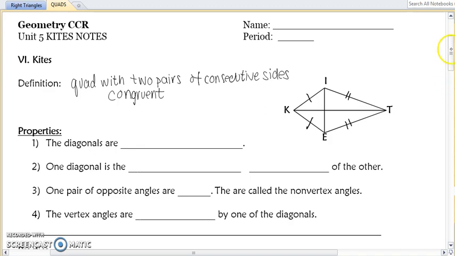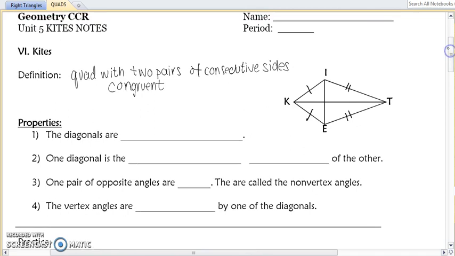We have some specific properties of a kite, and again, we're starting with a blank slate here. The only thing we know is that all of the angles will add to 360, and then these additional properties. It is not a parallelogram. It is not a trapezoid. This is a new type of figure called a kite.